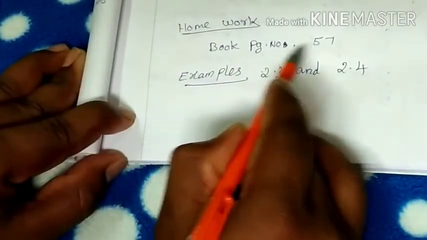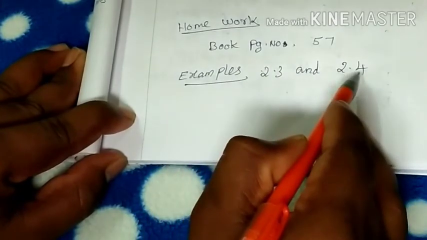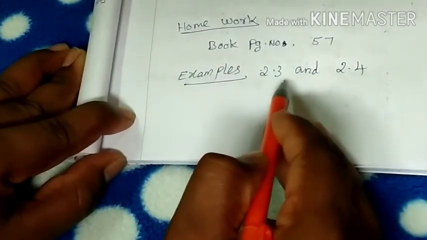Today's homework: book page number 57, examples 2.3 and 2.4. Using the formula, solve the sum.